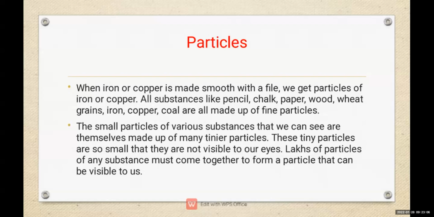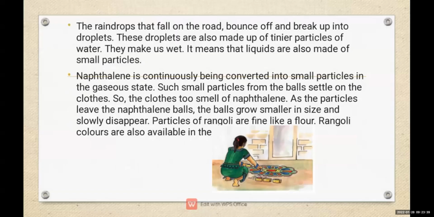The small particles of various substances that we can see are themselves made up of many tinier particles. When I dusted the duster over there, so many tiny particles were there. These tiny particles are so small that they are not visible to our eyes. To see them we need a microscope. Lakhs of particles of any substance must come together to form a particle that can be visible to us.